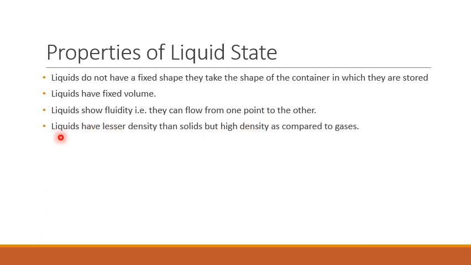Now next property says liquids have lesser density than solids but high density as compared to gases. Now just now I have told that the particles of liquid are somewhat loosely packed. So the density of liquid is lesser than that of the solid, but it would be higher than that of the gases.